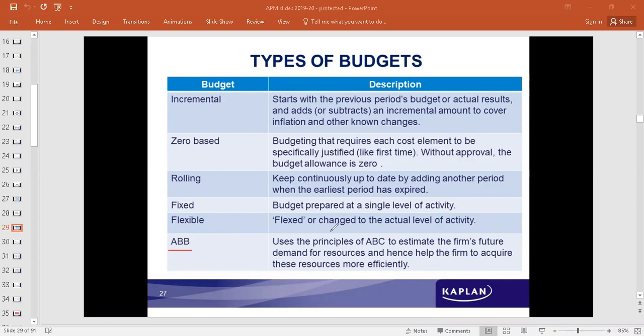We use the principles of ABC to estimate the firm's future demand for resources and hence help the firm to acquire these resources more efficiently. So in terms of estimating the overhead cost, when principles of ABC are approached and budgets are prepared, we call that activity-based budgeting.